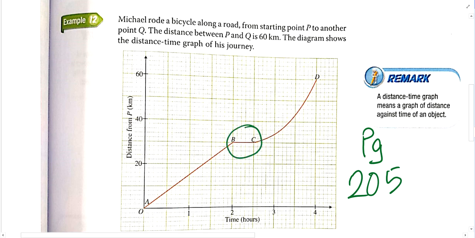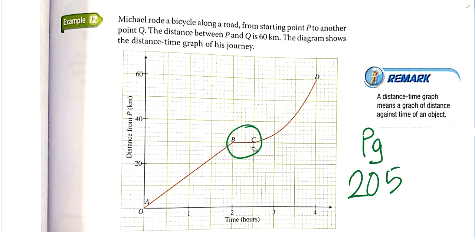What happens from B to C? How do you know it is at rest? Gradient is equal to 0. Can you tell based on the distance also? Did the distance change? So it must be at rest.